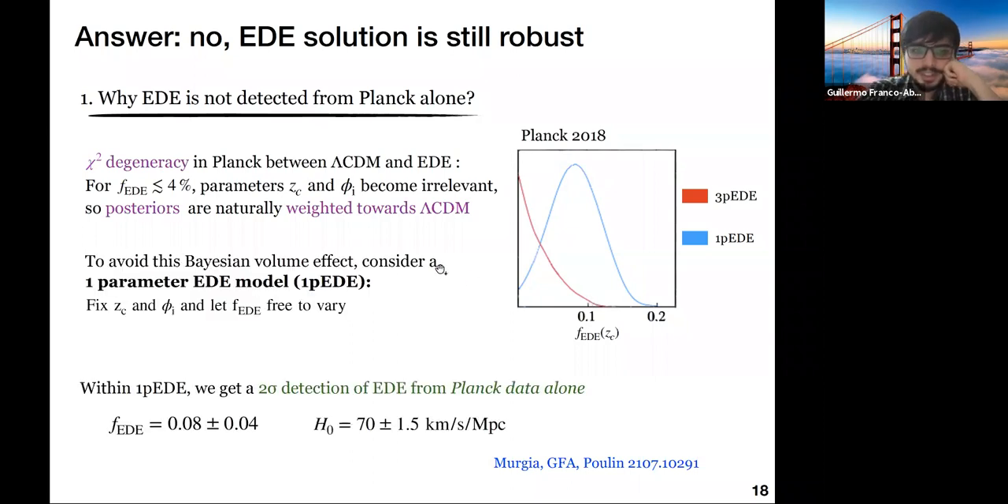So in order to avoid this problem of Bayesian volume, we have considered a 1-parameter early dark energy model where we fix the values of these 2 parameters, the redshift z_c and the initial field value, and let the fraction of early dark energy vary freely. And in this way, from Planck data alone, within this 1-parameter model, we are able to detect early dark energy at 2 sigma. So this provides a clear explanation of why we don't detect early dark energy just from Planck data.